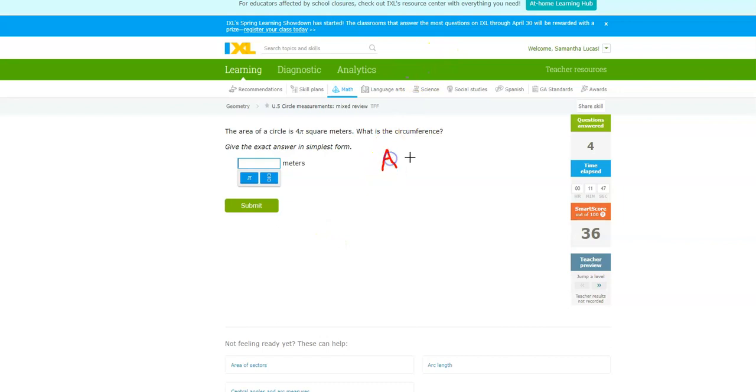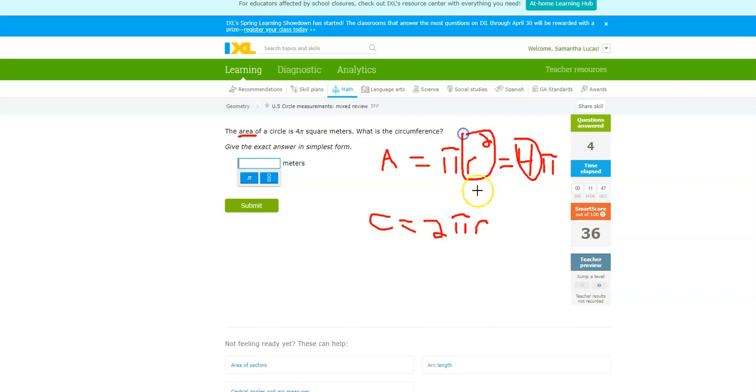All right, so area is equal to pi r squared, and circumference is equal to 2 pi r, the radius times 2. We know that if my area is 4 pi, I can figure out the radius, right? So 4 must be what r squared is. So I can find out the radius by taking the square root of 4. The square root of 4 is 2. So my radius must be 2. 2 squared is 4, right?